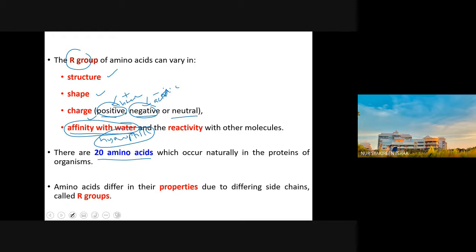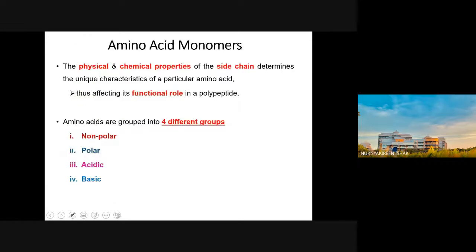Okay, so there are 20 different amino acids which occur naturally in proteins of organisms, in animal, in plant. So you have these 20 amino acids. Amino acids differ in their property due to the differing side chain called the R group. So the property and function of the protein will be determined based on the type of amino acid present, which is determined by the R group. The physical and chemical properties of the side chain determine the unique characteristics of a particular amino acid, thus affecting its functional role in a polypeptide.